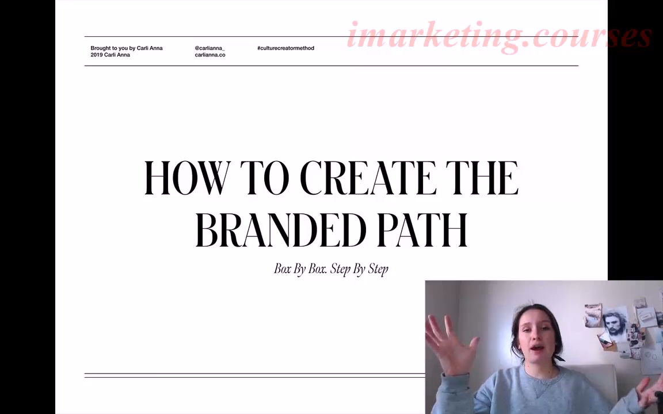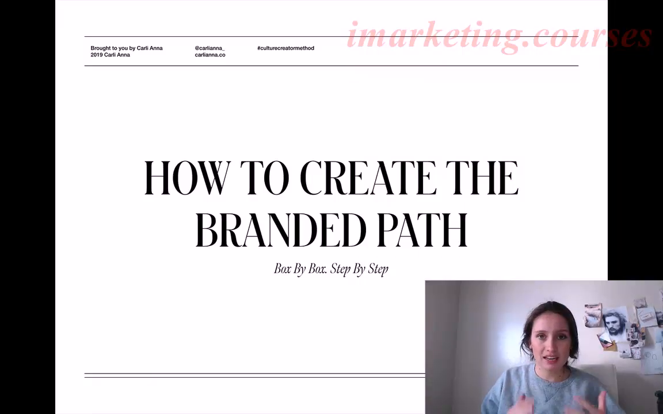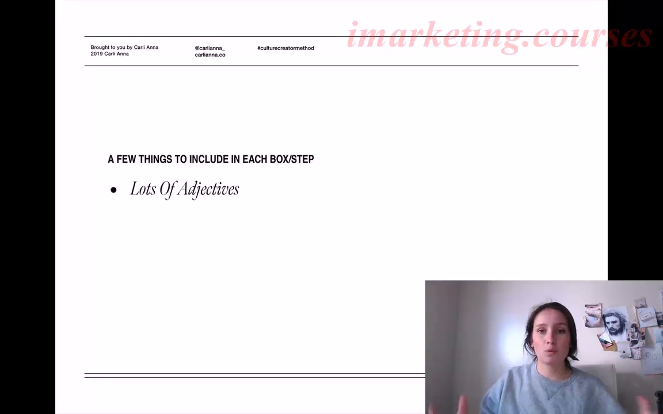Okay, so how to create the branded path. I'm going to teach you how to do that box by box and step by step. But before we dive into what each box actually is, I want to tell you a few things that every box, no matter what box and step it is, needs to include. One thing that every box needs is lots of adjectives. These are adjectives that you can pull from the voice section of the strategy session. That's what I like to do. But make sure you load this with adjectives. I'm going to explain why we need adjectives a little bit more at the end. But really what you're going to be doing is linking those adjectives to solving specific problems. So just make sure for now that you're including it.